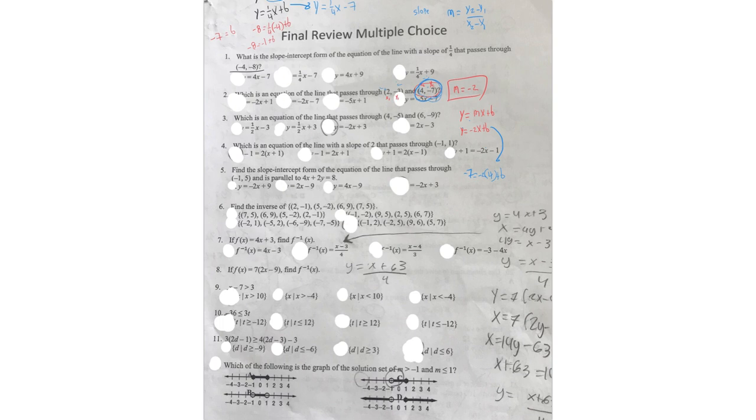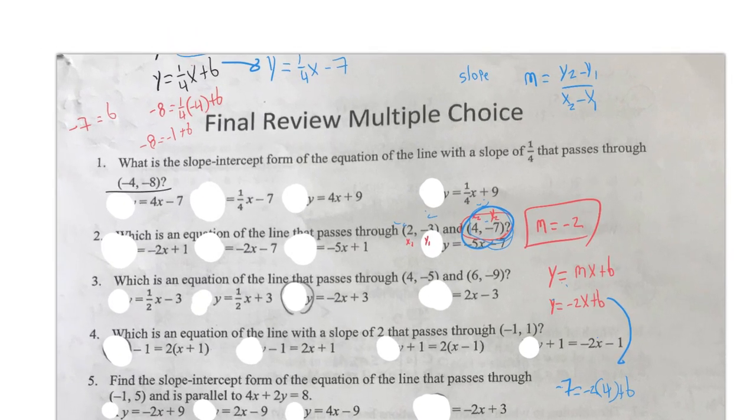This time covering a review sheet, a very kind of messy looking review sheet, but we're going to make the best of it. So looking at problem number 1: What is the slope-intercept form of the equation of the line with the slope 1/4 that passes through -4, -8?